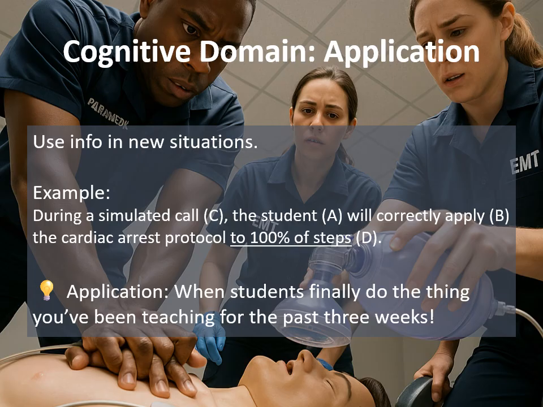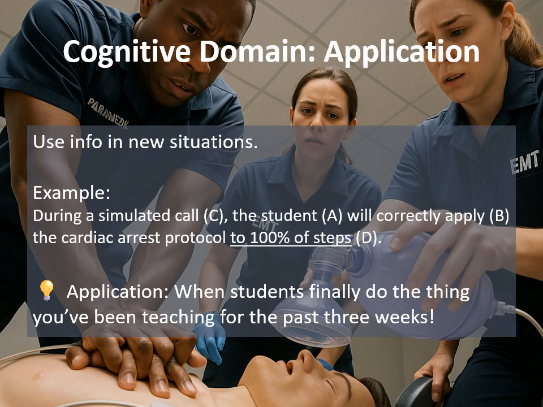And so an example for your objective is: during a simulated call, obviously that is your condition, the condition in which the student is performing. The student, obviously the audience, will correctly apply a cardiac arrest protocol. So that whole thing is the behavior, correctly apply a cardiac arrest protocol, and then with 100% of steps. So 100% of steps, I don't know if I like that one that well, but it kind of makes sense. It's what AI would say.